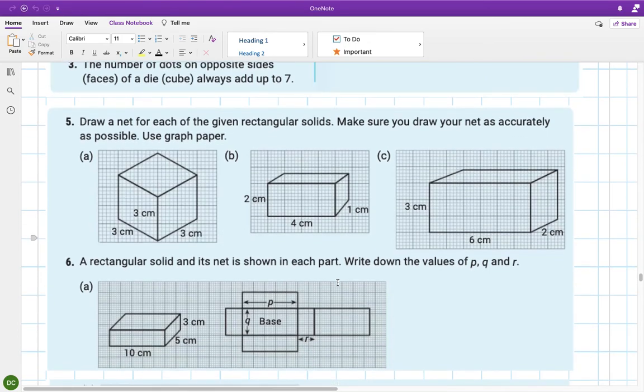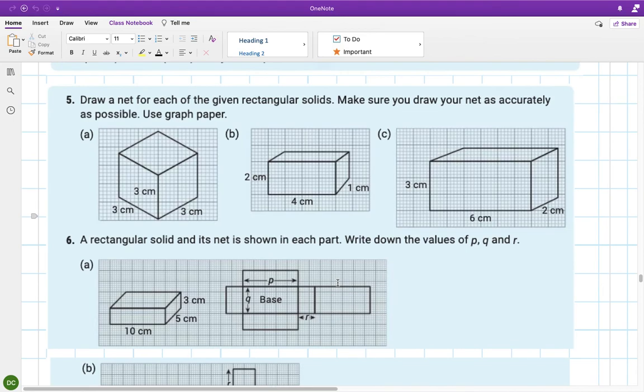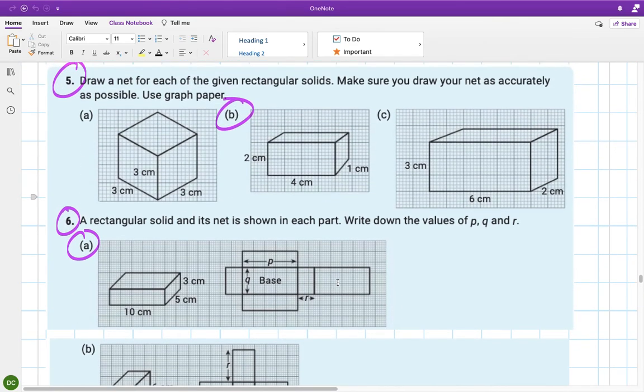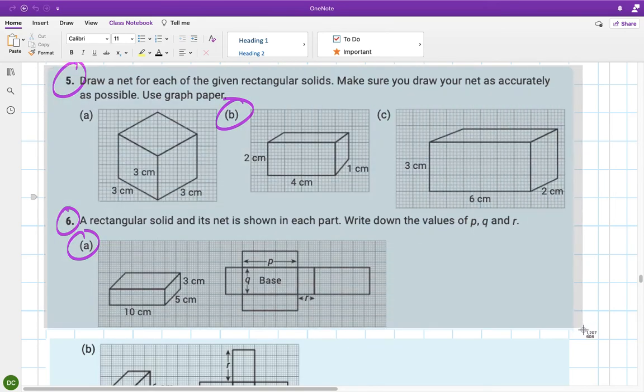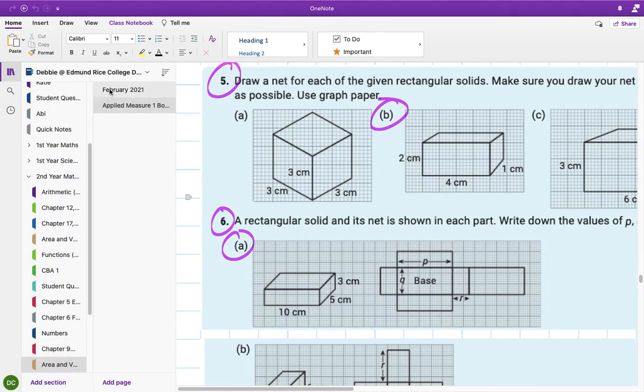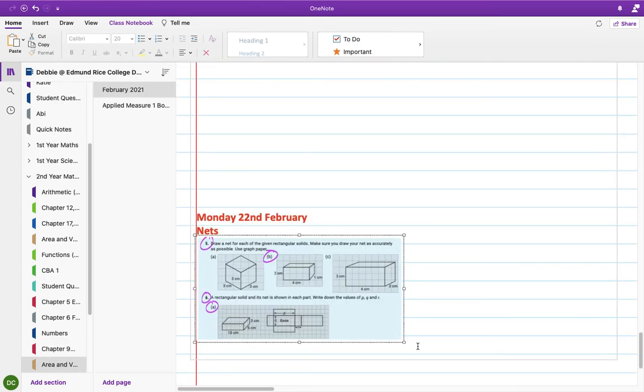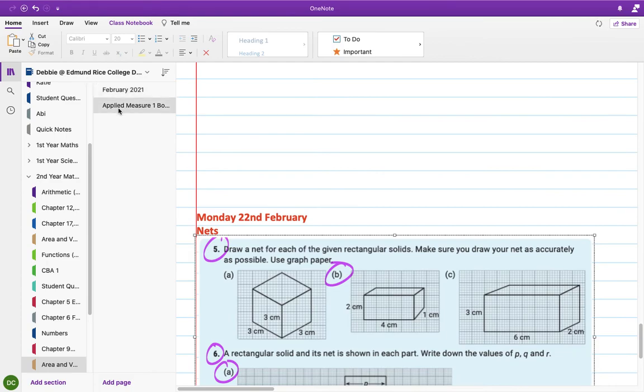Draw a net of each a rectangle. Okay, so we might do this one here. So question 5B. I'd like to do question 6A because people struggle with that one, so I'd be interested to see how you get on with that one. I just might snip that out while I'm here. Hang on. So we put this in here. Grand.